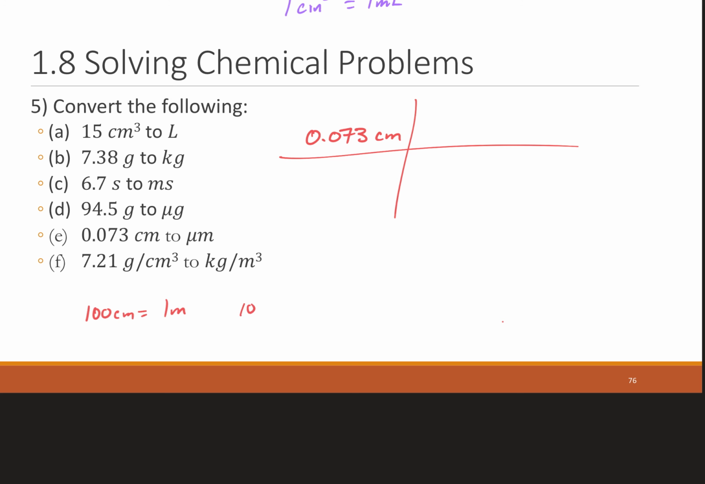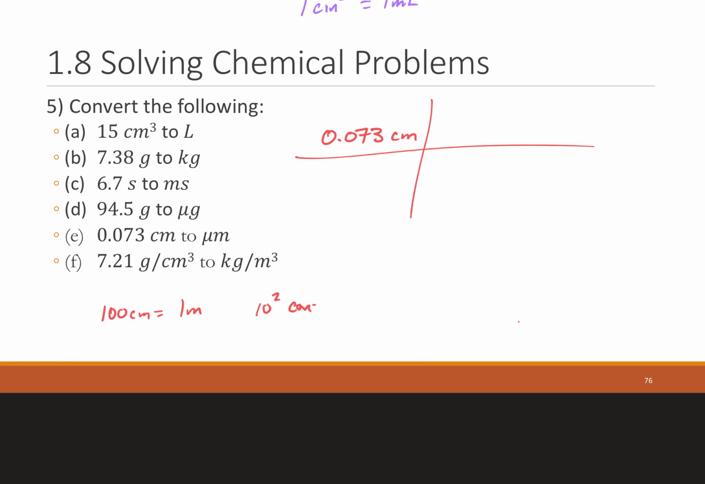I could also write that as 10 squared centimeters equals 1 meter. Again, 1,000,000 micrometers. And for whatever reason, the longer I go in these videos, the more this stuff messes up. But 1,000,000 micrometers is also equal to a meter. 10 to the 6th micrometers is 1 meter.